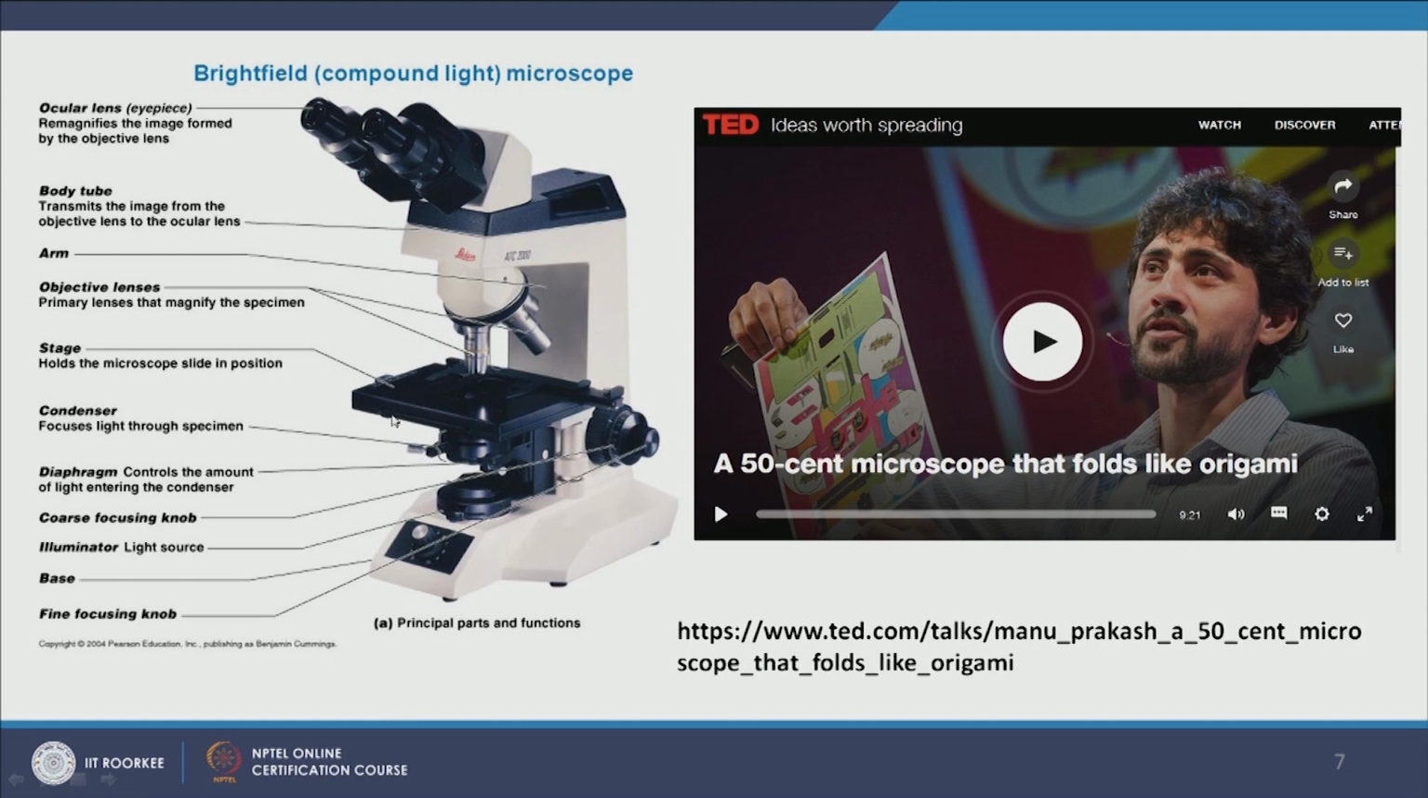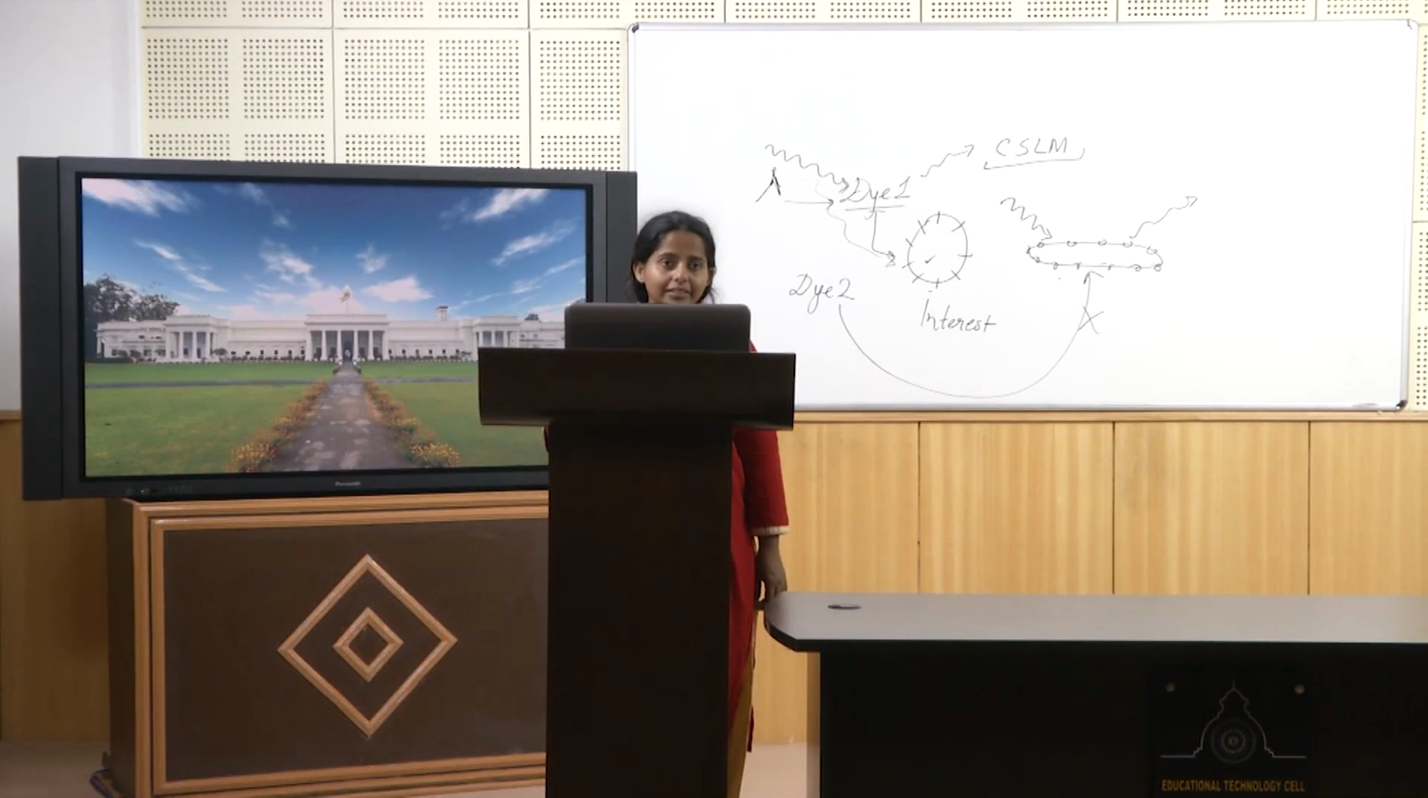And therein comes the beautiful recent invention of Dr. Manu Prakash, and I encourage you to take a look at his TED talk. It's called a 50-cent microscope that folds like an origami, and he has made a paper microscope with the intention that this paper can be shared and given to any healthcare worker, any environmental worker around the world for very nominal cost. 50 cents is like 30 rupees. So for 30 rupees we can have a microscope, we can make our sample from water, from soil, from blood, and from any other tissue we are interested in and take a direct look into it.